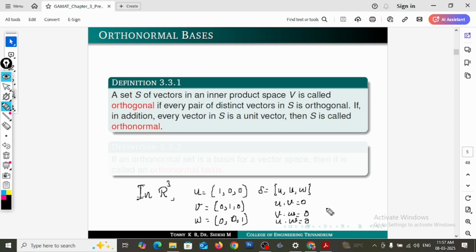So the set of vectors S equal to {U, V, W} is an orthogonal set of vectors. And also we know that the norm of U, the length of the vector U, is square root of 1 square plus 0 square plus 0 square, that's equal to 1. And norm V is also equal to 1 and norm W equal to 1. So this is an orthogonal set of vectors, and all the vectors U, V, W have unit length. Therefore, we can conclude that this S is an orthonormal set of vectors. Also, we know that this set is the standard basis of R3.